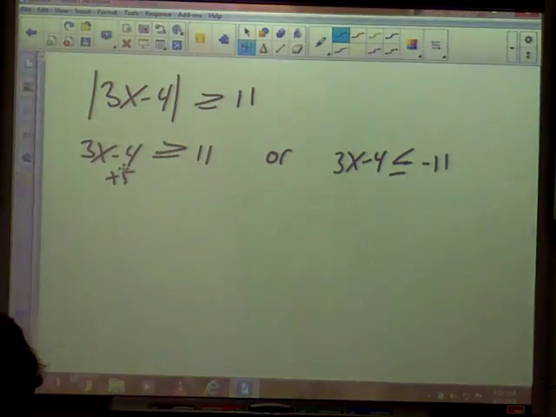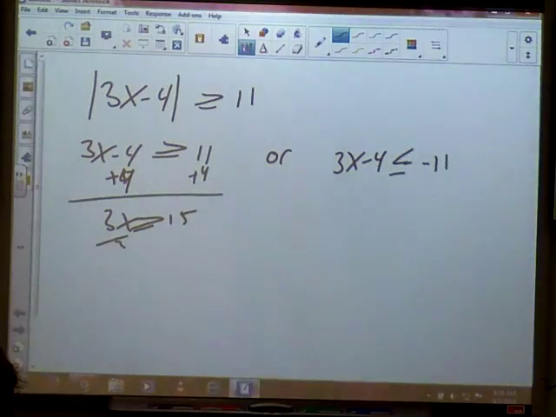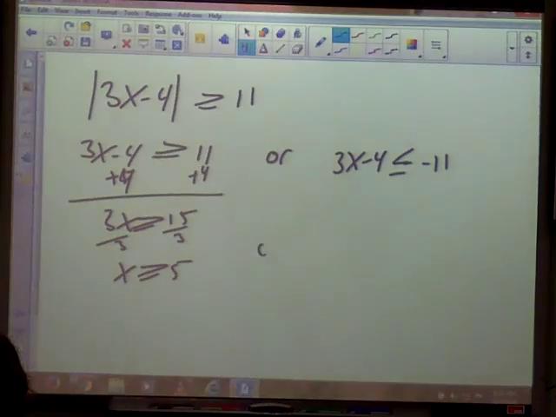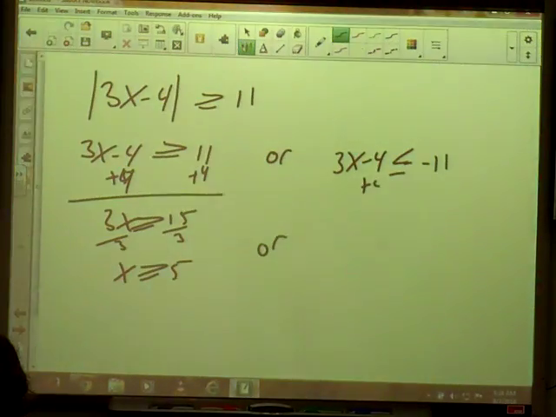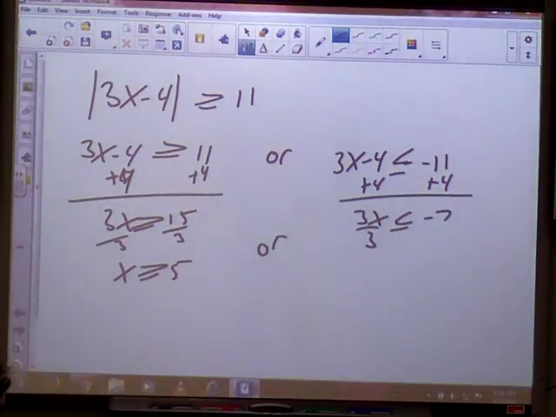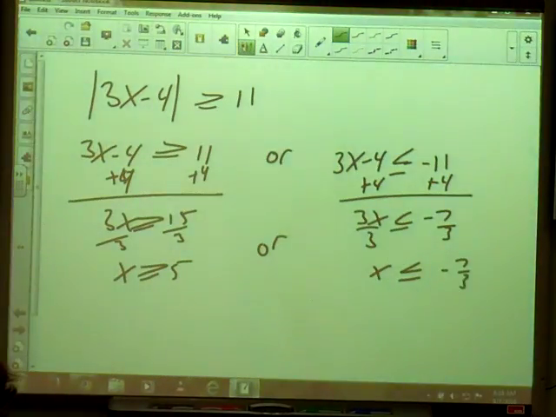Already writing the answer. Plus 4 to 3x is greater than or equal to 15, which means x is greater than or equal to 5. Or, I can fly here because we already did this. Less than or equal to negative 7/3. Do I flip my sign when I divide by 3? No, because it's a positive 3. Good job. Alright, so we got the same 5 and negative 7/3.